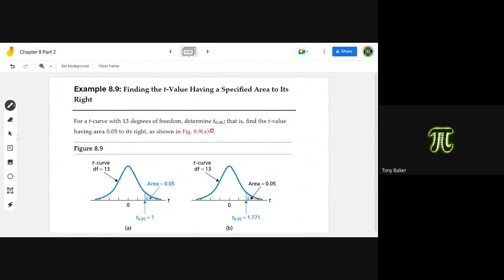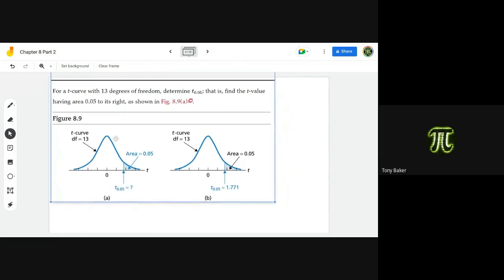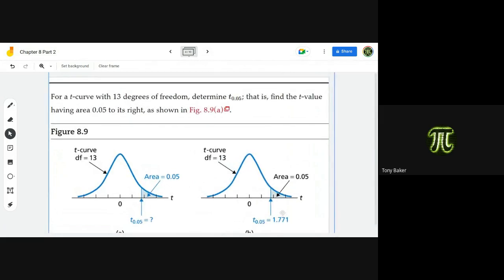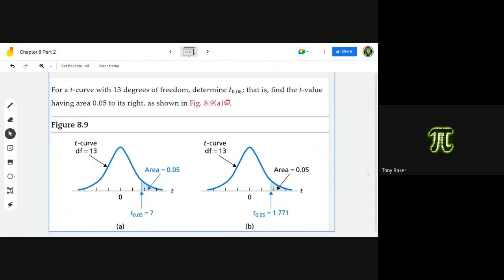All right. So let's look at a problem using the t-table so we can actually see how it's done. It says for a t-curve with 13 degrees of freedom, determine t of 0.05. Remember that 0.05 is always looking to the right. So we're looking at the value of this piece over here. So we are going to go to our t-table.